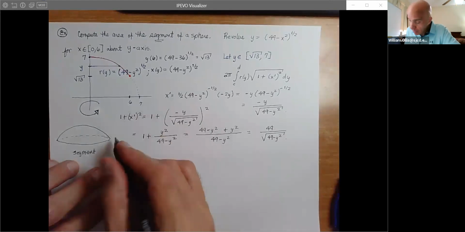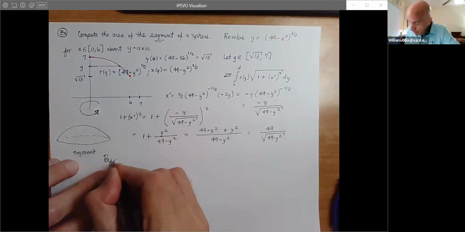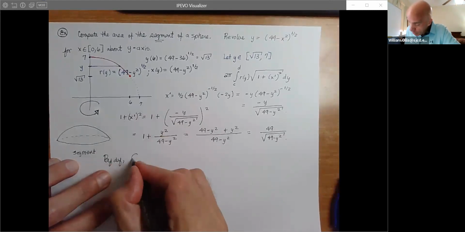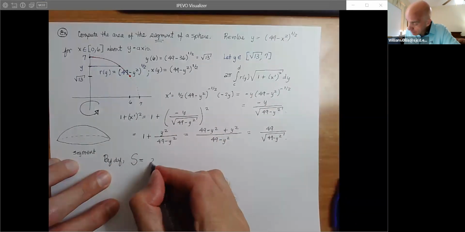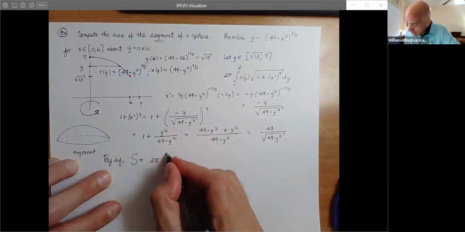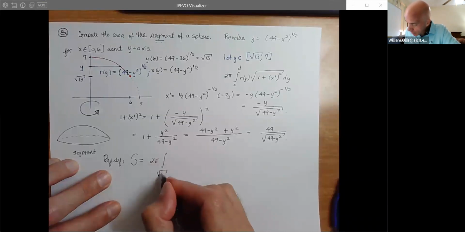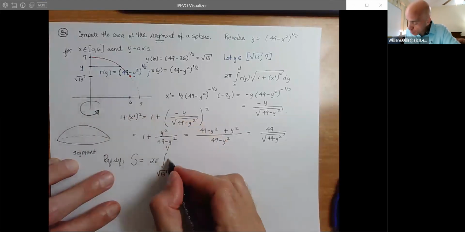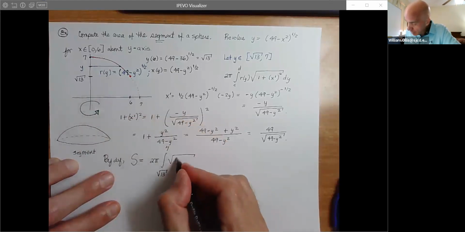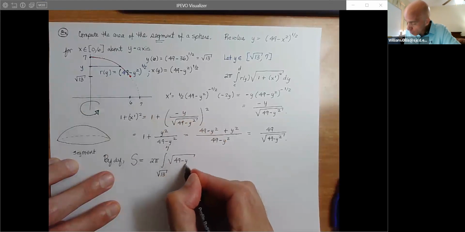And so now, by definition, the area of the segment, the area of the surface, will be 2 pi integral from square root 13 to 7. And now we have r of y, that's the square root function, 49 minus y squared.